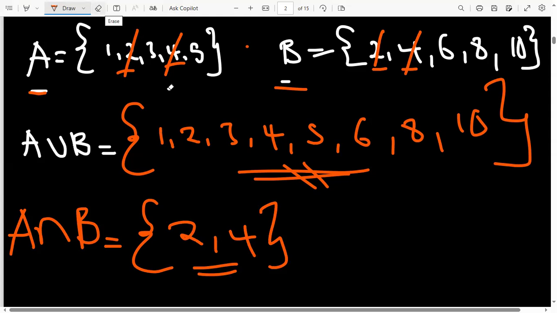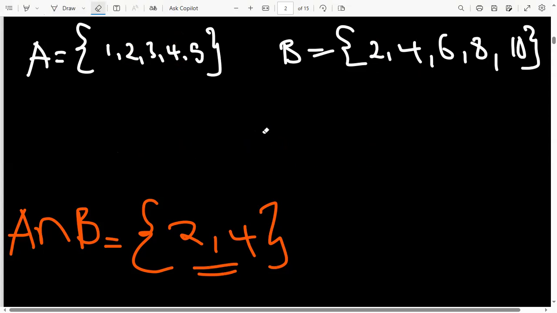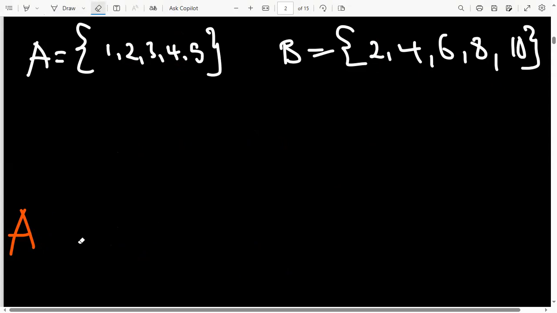If there are no questions, I'm going to find the difference now. So let's now find A minus B. What is the set difference and what does it mean? Or if they tell you to find B minus A, what does it mean? So we start with A minus B.